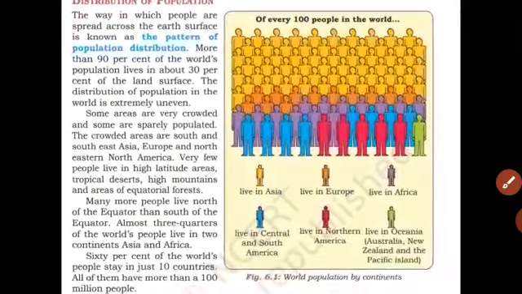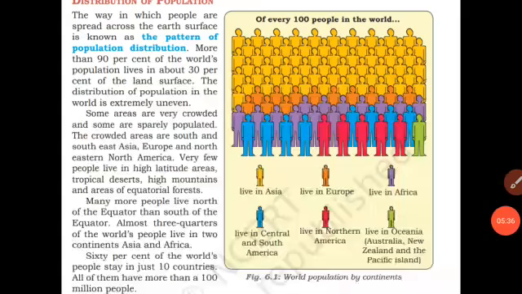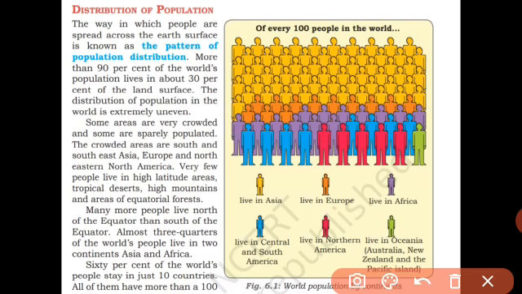In this picture, we may see the number of persons who live in a country, people living together within a single country. The yellow color represents the persons who live in Asia. This orange color represents the persons who live in Europe.